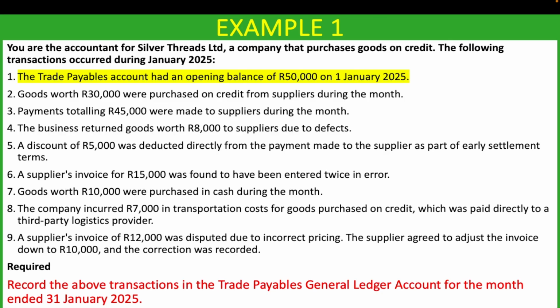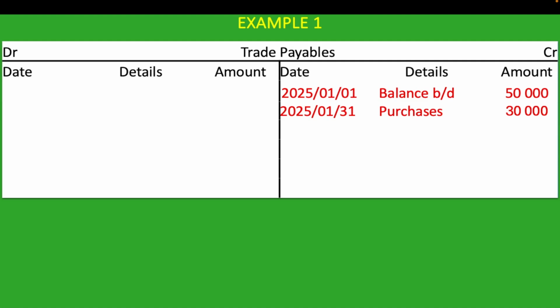Okay, so we're going to put our date as the end of the month because we're not given the actual dates of the transactions during the month. If we were told, for instance, that number 2 happened on the 15th of January, then we'd have to put the 15th of January. But since we're not given any other dates other than the opening balance, we're just going to put the month end date, which is the 31st of January 2025. So we're going to put that date, and then we're going to put purchases, and we'll put 30,000 Rand. So let's do just that. There we go. Put all our information here. So whenever you purchase from your suppliers on credit, you put it under your trade payables on the credit side, and the detail there is purchases.